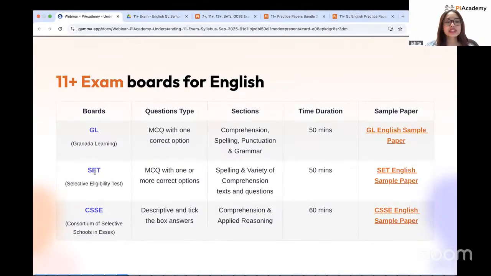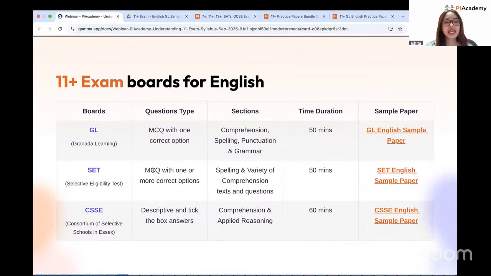The same thing is for the SET, CSSE. In a different webinar, we will be going through these sections in a lot more detail, where we will unravel the different types of sample papers. And we will share these slides with you as well, so you can have a look in your spare time too.